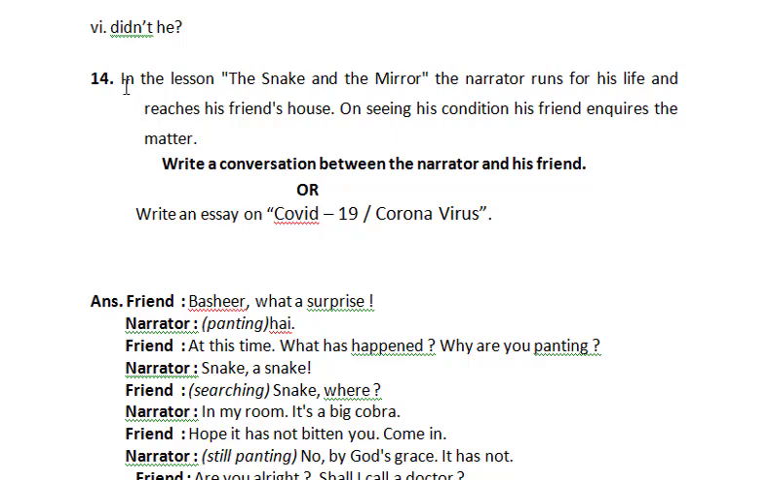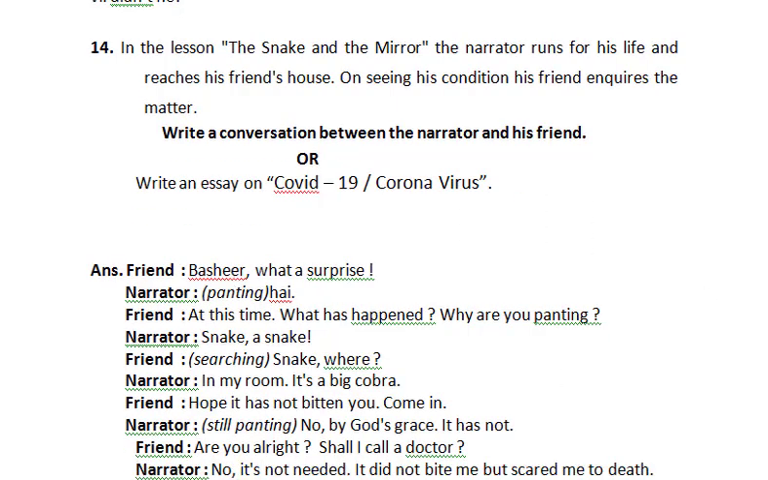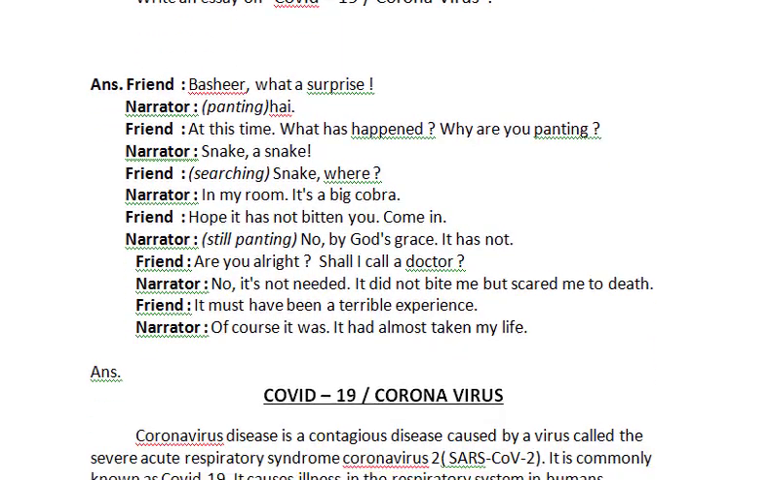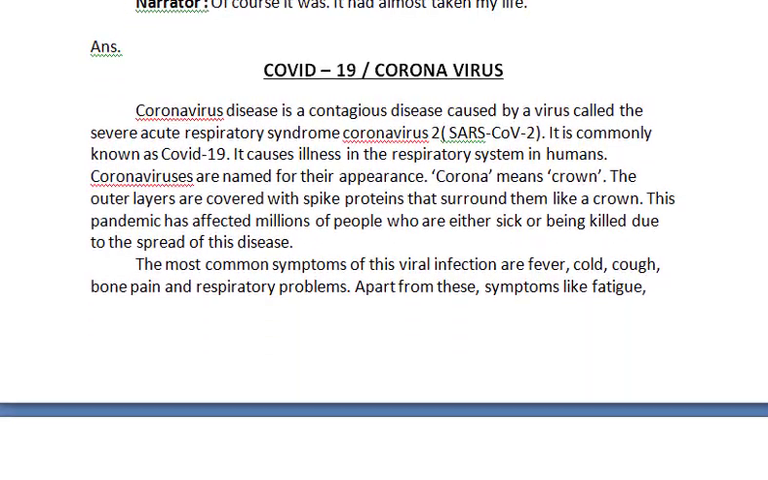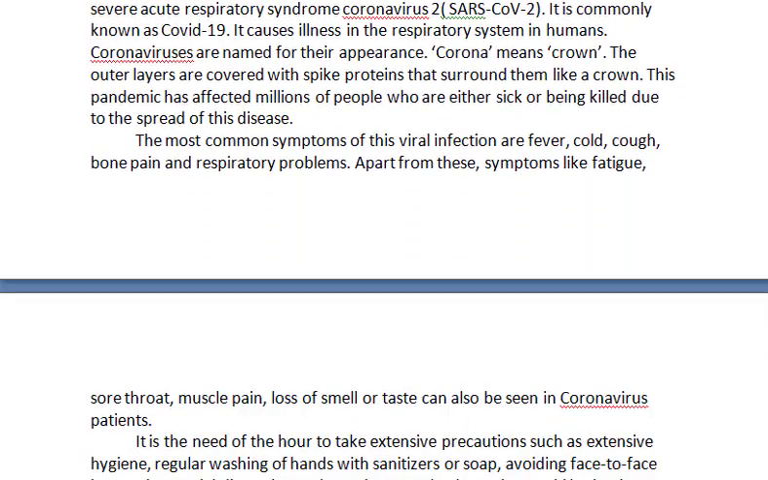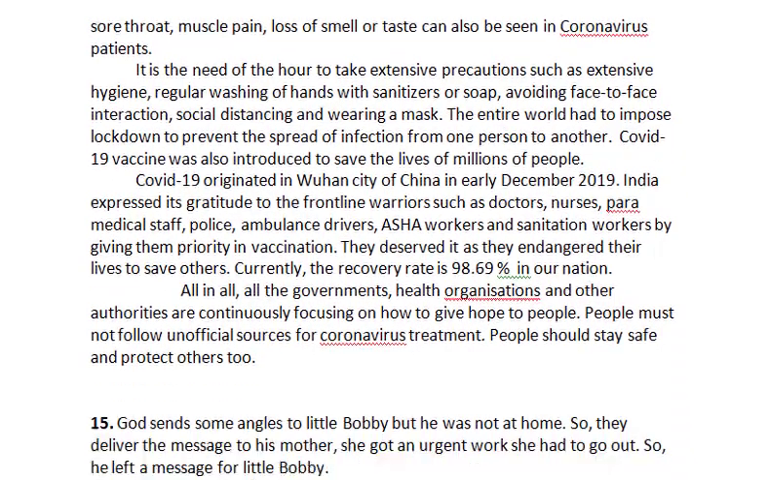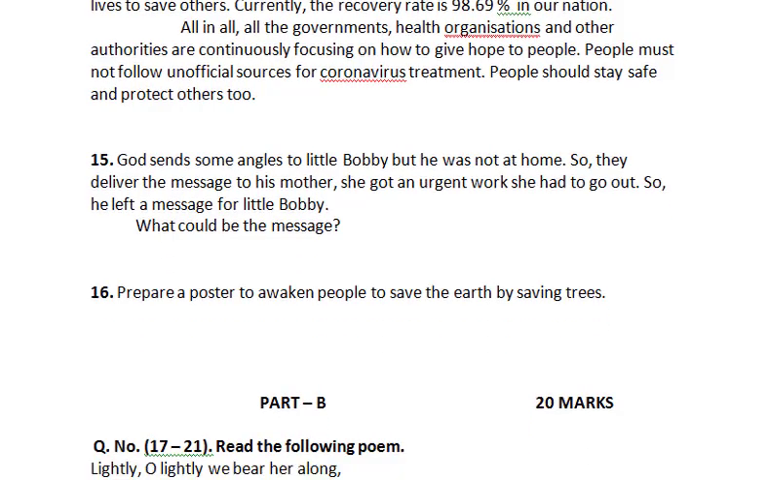See, here is the first one, a conversation, and this is an essay. So it shows very clearly that the first one is from the textbook and the second one is the general discourse, and it carries 10 marks. And here is the answer. You can read the answer on the screen. Conversation and an essay on COVID-19 or coronavirus. Divide your essay into paragraphs, but attempt only one question because you have an internal choice over there.